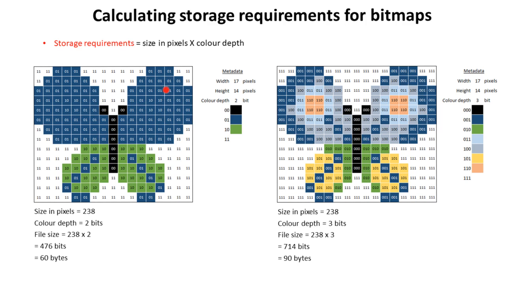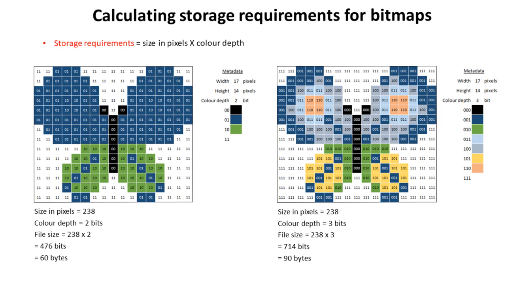So if we take this example of our butterfly on the left, we're using a colour depth of 2. So each single pixel of colour is requiring 2 bits of information to encode it. The size of the image is 238 pixels. Remember, that's the width times the height. There are 2 bits of information for each pixel. So the file size is 238 pixels times 2 bits per pixel, or 476 bits, or roughly 60 bytes.